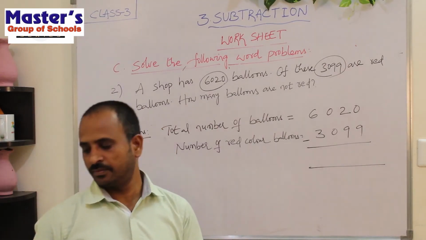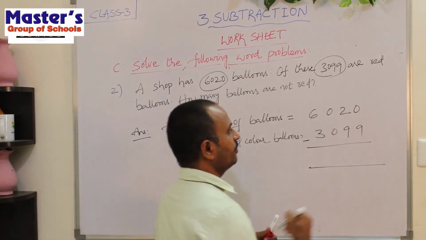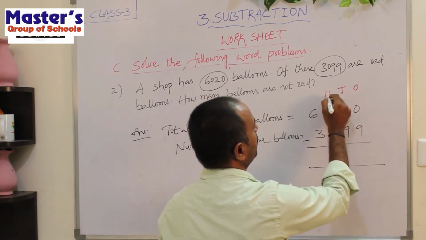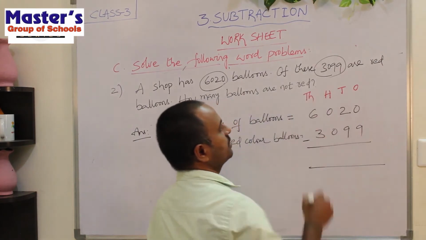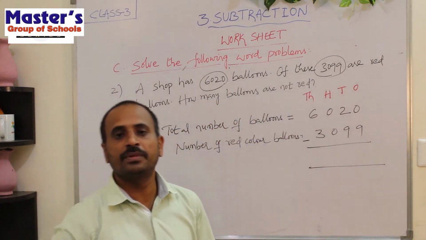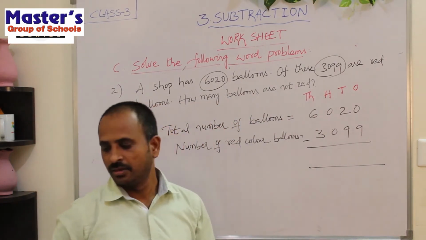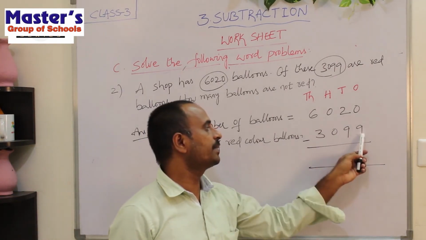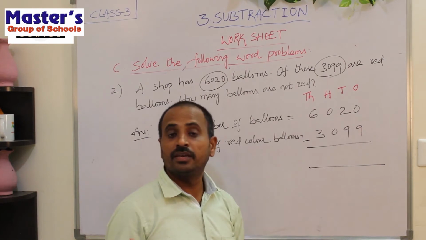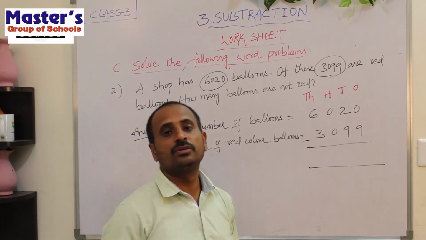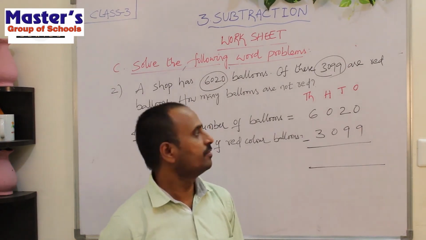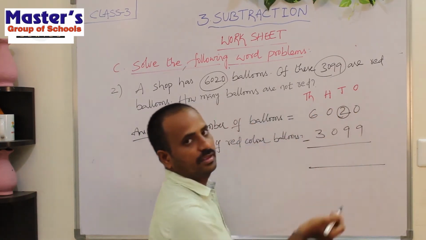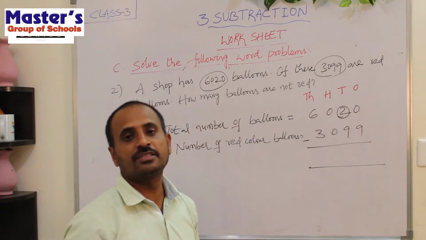So do the subtraction. Here these are in the ones place, these are in the tens place, these are in the hundreds place, these are in the thousands place. Let us start subtraction from the ones place. What are the digits in the ones place? 0 and 9 are there. We cannot subtract 9 from 0. Here subtraction is not possible. So borrow from the next place. What is the next place? Tens place. How many tens are there? 2 tens are there. So borrow 1 ten.